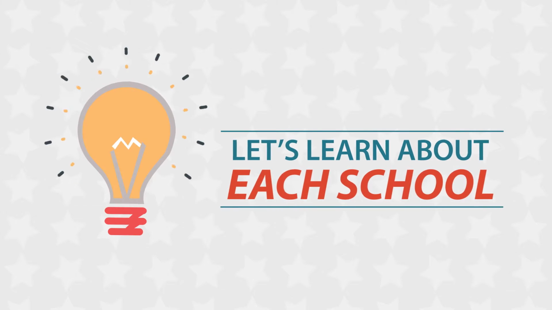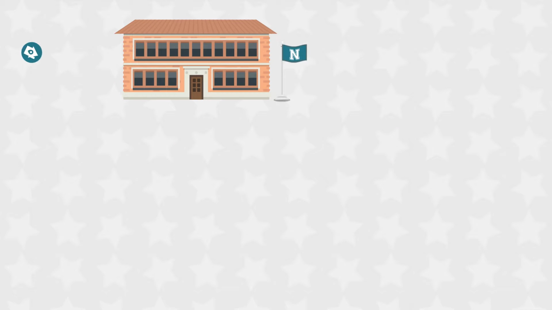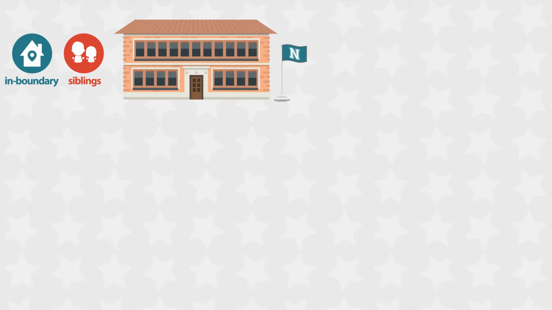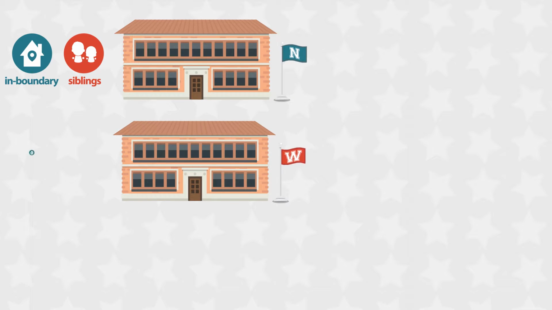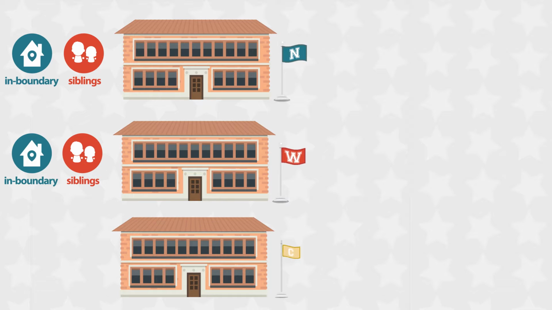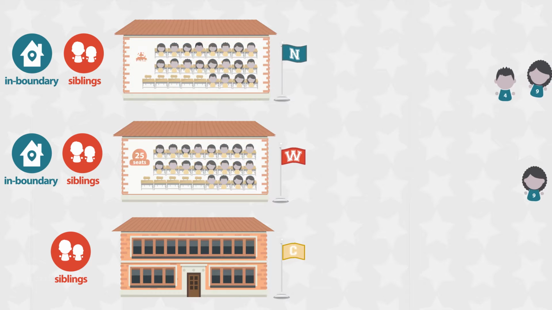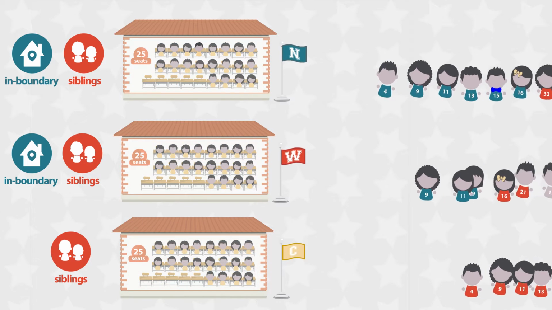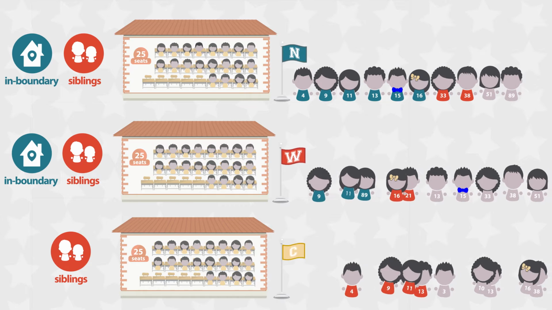Let's learn a little bit about each school. Nat's School gives priority to applicants who reside in the school's boundary and then to siblings. Wizard's School gives priority to applicants who reside in the school's boundary and then to siblings. Capital's School gives priority to siblings only. In this example, each applicant selects 3 schools on their application, so let's take a look at our applicants.